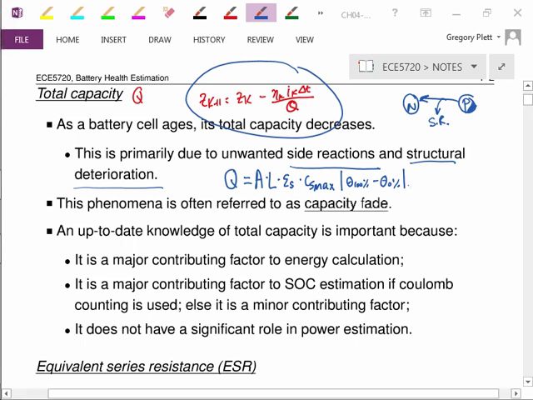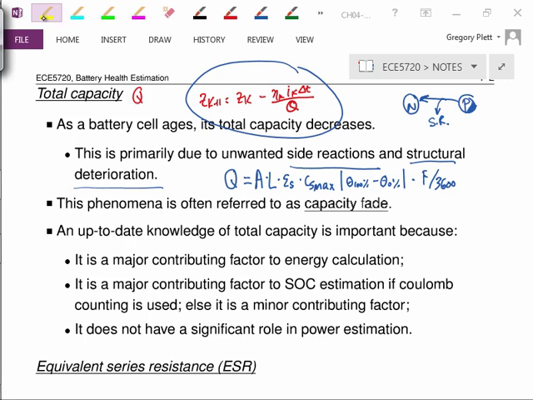I don't use all the way from 0 to CS max. I only use a fraction, a portion of that. So that now is telling me the moles that I would normally use. And then I multiply by F over 3600 to convert moles into ampere hours. I lose capacity over time if epsilon S changes. A doesn't change, L doesn't change. But we could have structural deterioration, and structural deterioration is going to change the epsilon S.